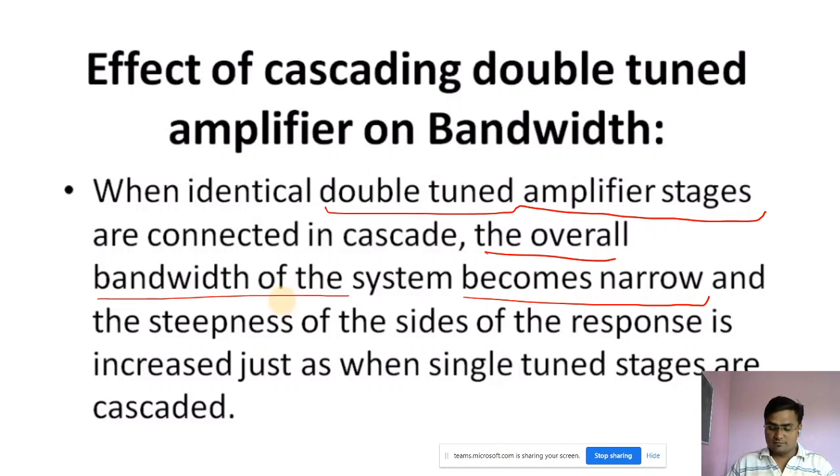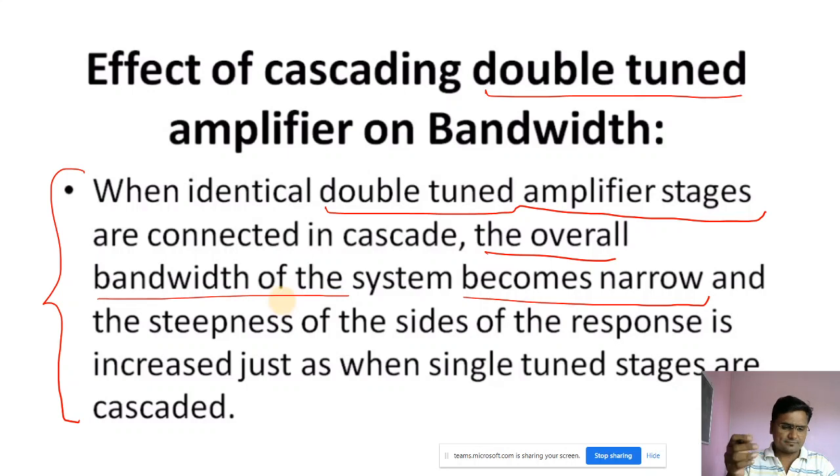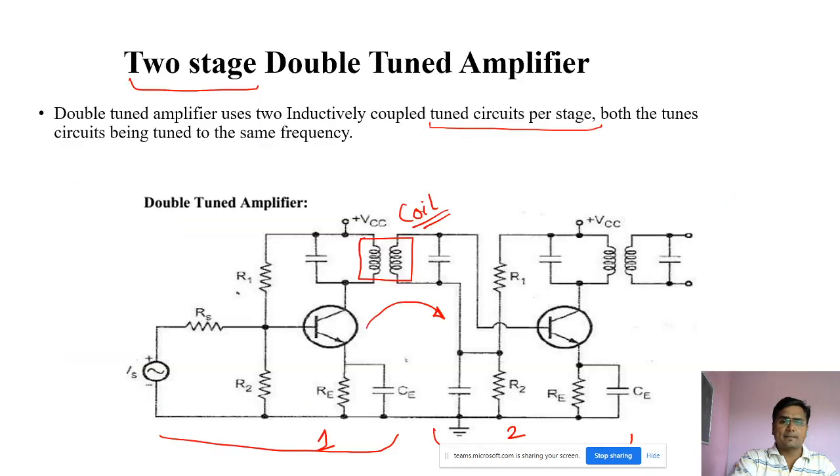So it is always a good option, to increase the bandwidth of a double tuned amplifier, to go with a single stage double tuned amplifier. And that's the same conclusion that we had in the single tuned amplifier. When single tuned stages are cascaded, yes, it is done. Now those are the effects, and we are not going to analyze the effect again as in the case of the single tuned amplifier.